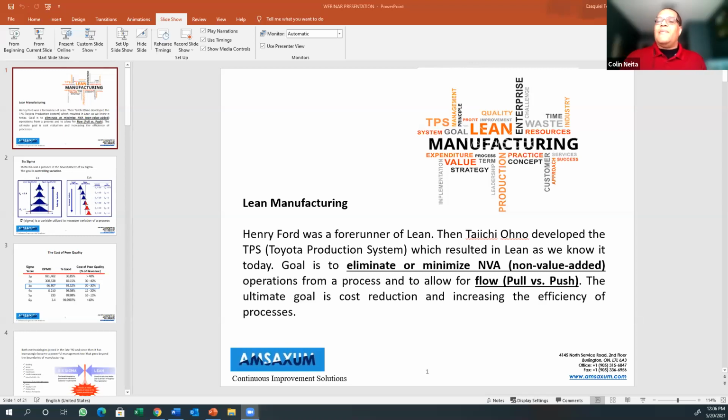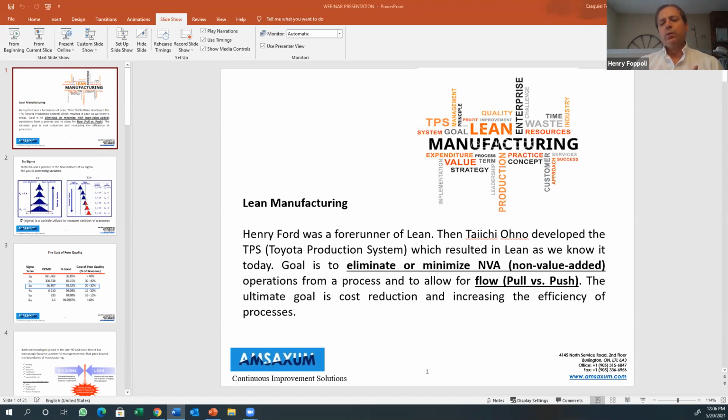All right, so a quick introduction to Lean Six Sigma. Lean and Six Sigma both started as independent methodologies. Lean, as we know it today, was mostly developed by Toyota, although Henry Ford was the forerunner. And so the objective is eliminating those activities that consume resources but don't add value to our products or services.